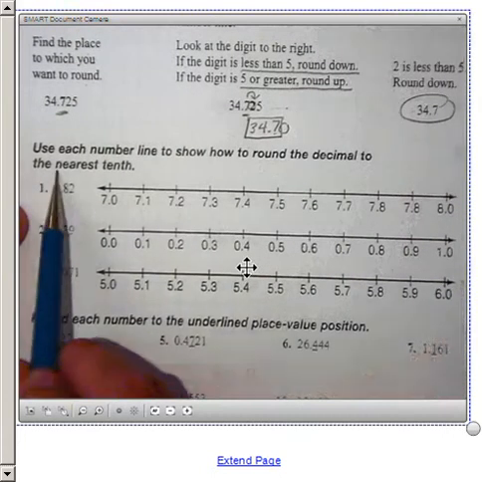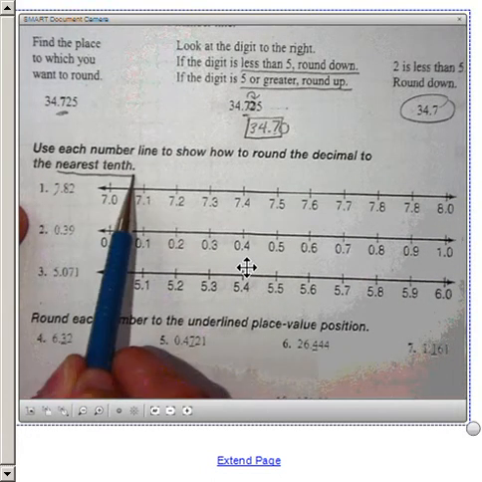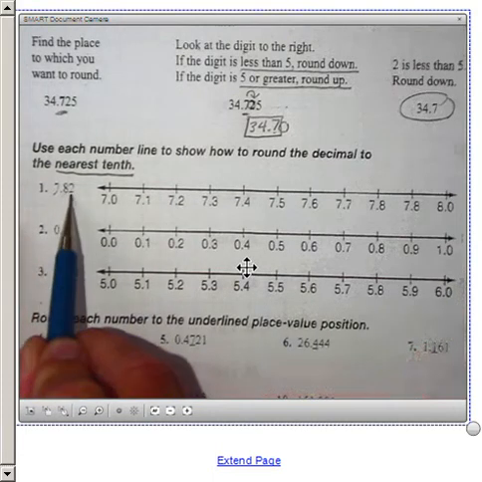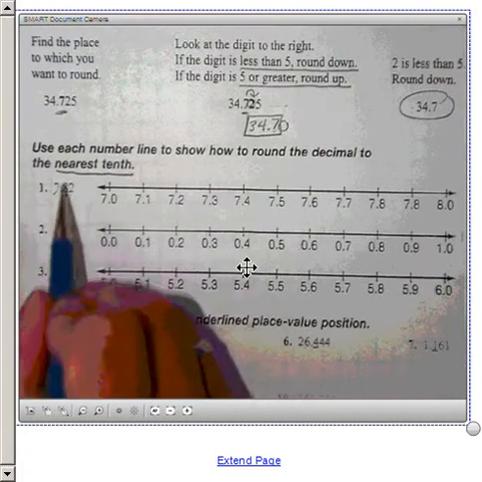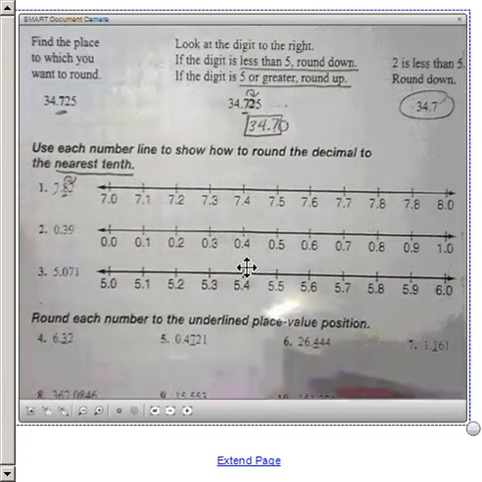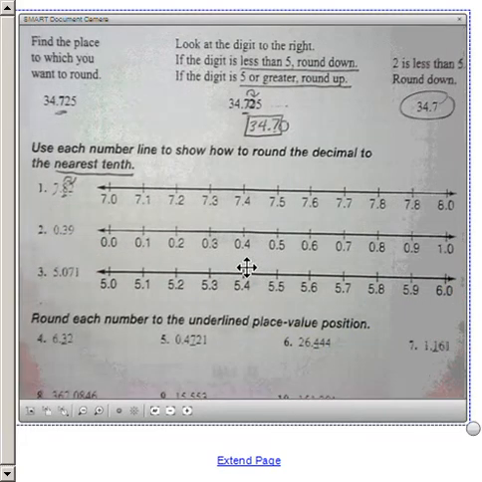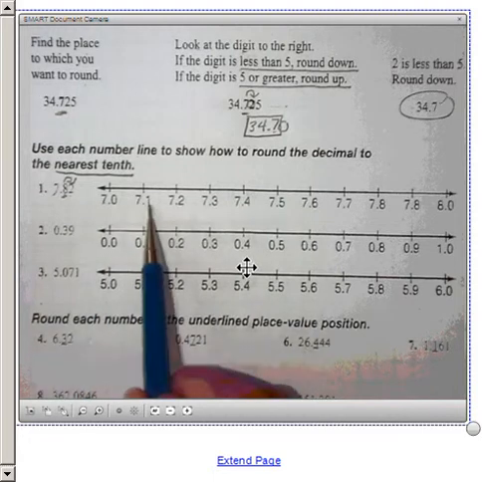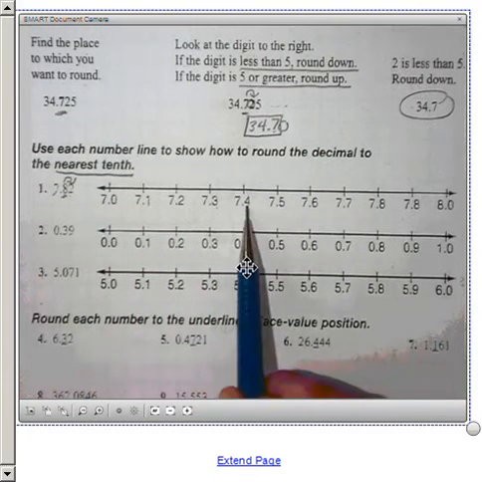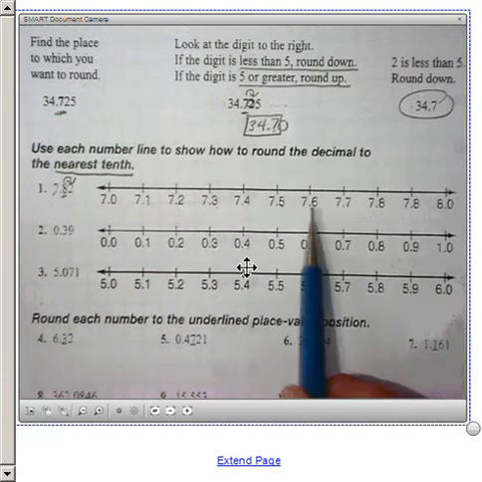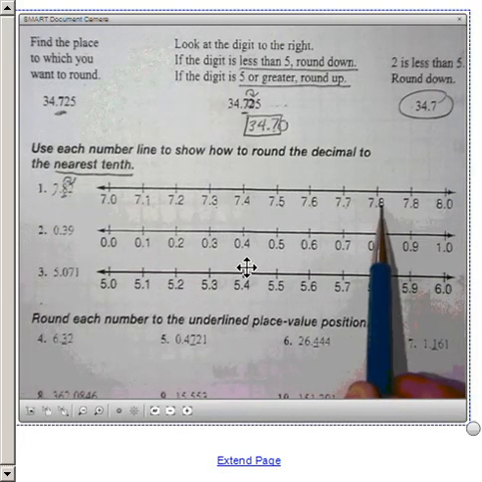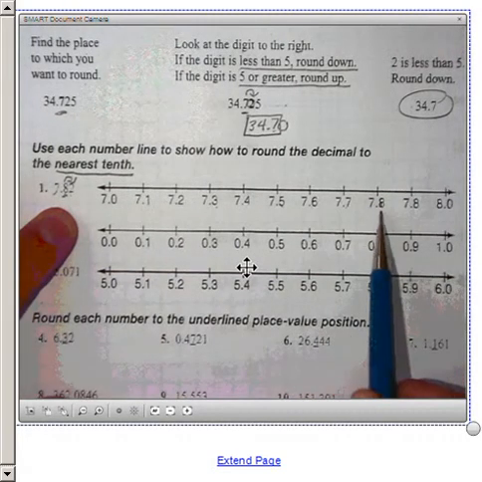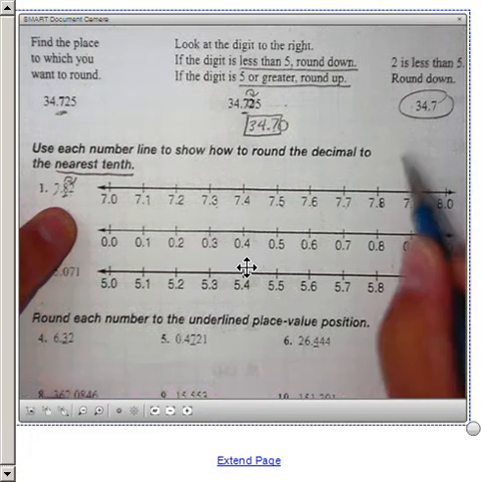So we have to round to the nearest 10th. So we've got the number 7.82. So we have to put 7.82 on our line. So 7.8, here's 7.0, 7.1, 7.2, 7.3, 7.4, 7.5, 7.6, 7.7, 7.8. Is it going to be closer to 7.8 or 7.9?